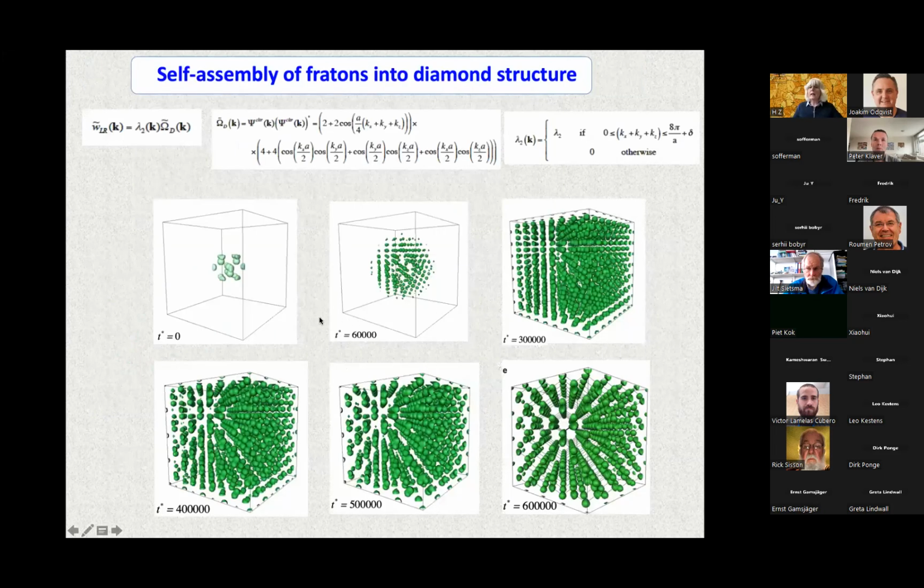Now, if we add the long-range interaction, in this case, for example, this is a self-assembling of these atoms into a diamond structure. And as I said, we can link the long-range interaction with the structural factor. The structural factor for the diamond structure contains a product of the FCC structure with an FCC structure displaced one with respect to another by 1/4, 1/4, 1/4. So we just introduce the symmetry of this crystal, and we can obtain the evolution of our system and the growth of the diamond structure.